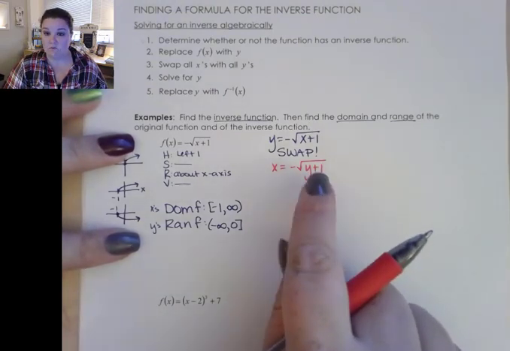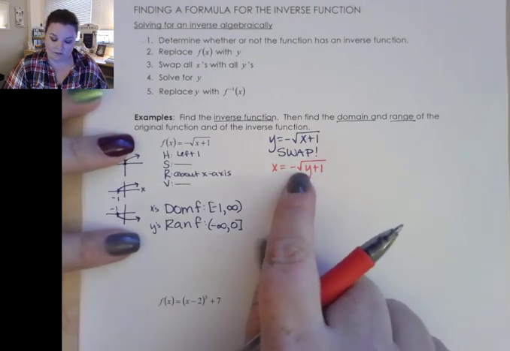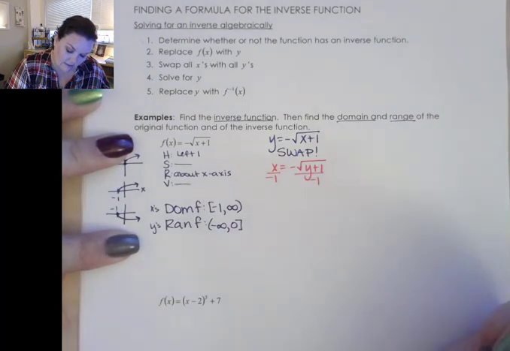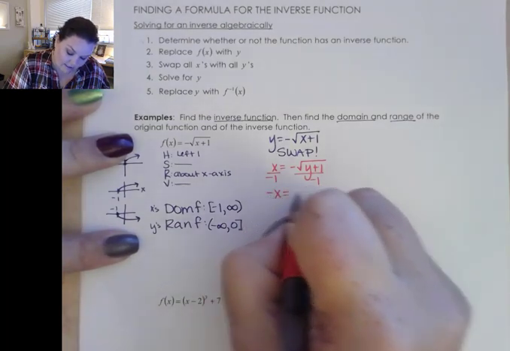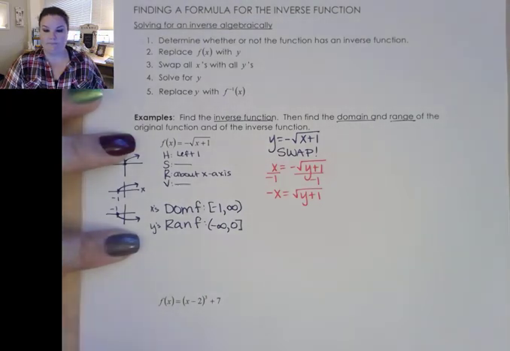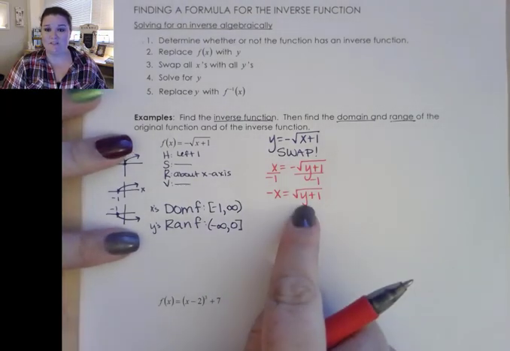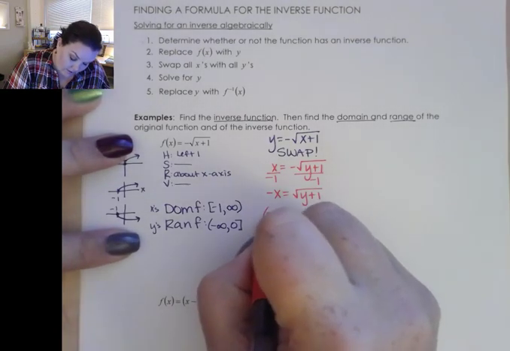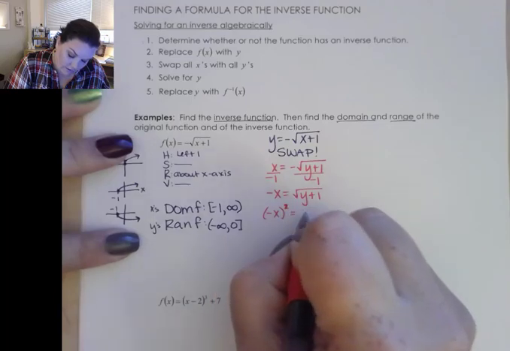So I first need to get the square root isolated by getting rid of this negative. So I'm just going to divide by -1 on both sides, which gives me a -x is equal to a positive square root of y plus 1. And then I need to get rid of the square root so I can get y by itself. So to undo a square root, I square it. If I square that side, I have to square the other side.